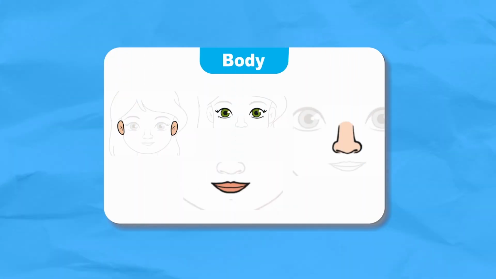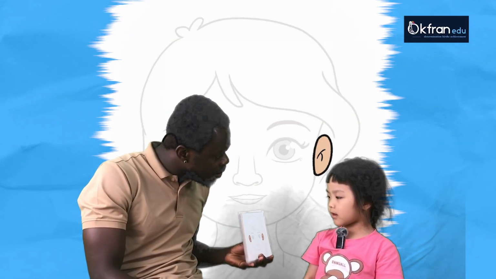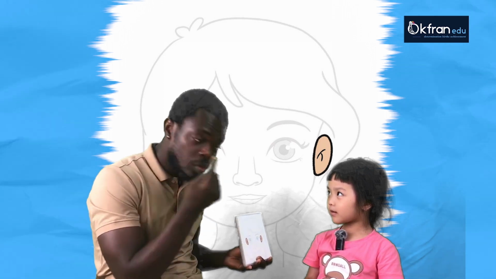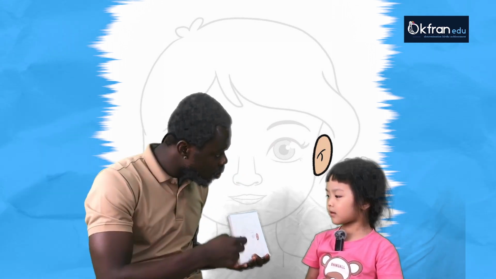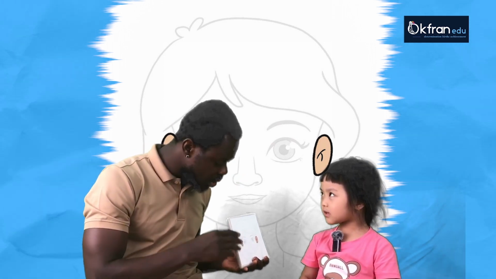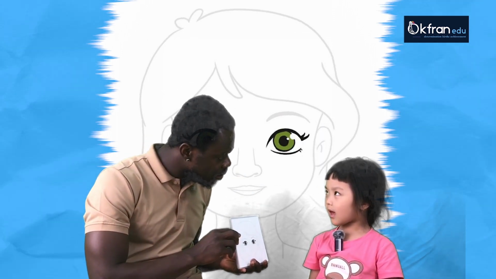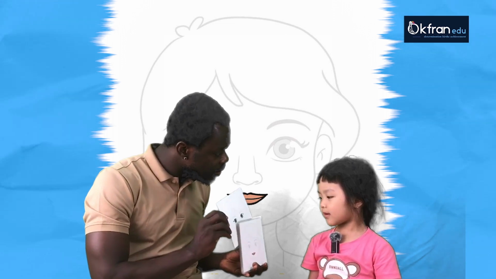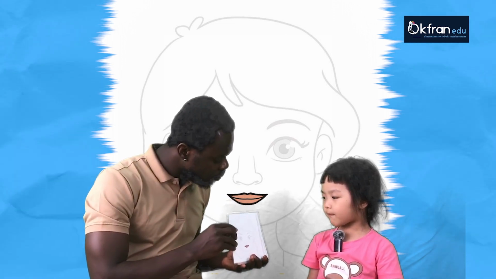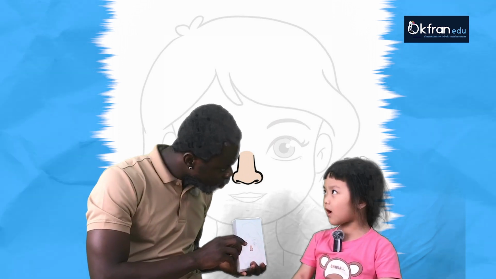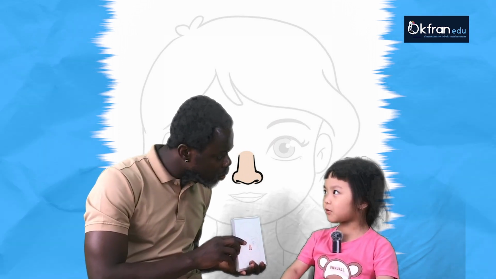Now let's move on to our body. What are these? Ear. Again? Ear. Two ears. Yes, good. And this? Eyes. Again? Eyes. And this? Mouth. And this? Nose. Nose.